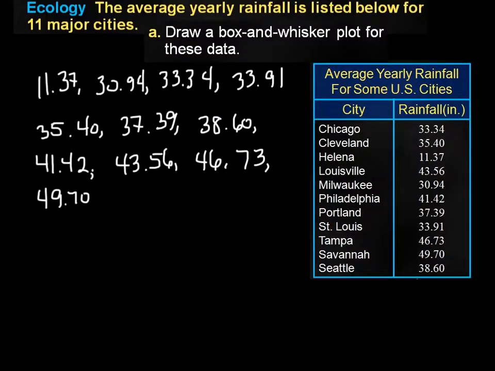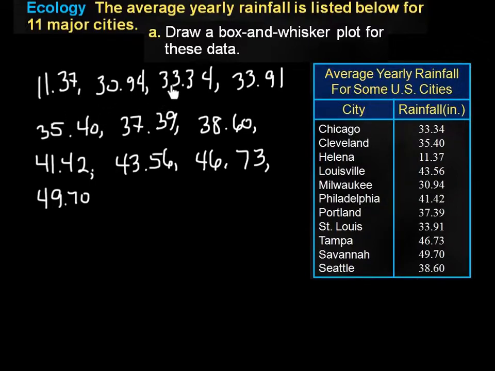Okay, they gave us some unfortunately realistic data for the average yearly rainfall for 11 major cities, and they asked us to draw a box and whisker plot. I'm bemoaning the fact that they went to the nearest hundredth, but anyway, there's 11 pieces of data. So when we count 1, 2, 3, 4, 5, 6, 7, 8, 9, 10, 11, I have them all, that's good. So it should be my sixth piece of data, should be my median.